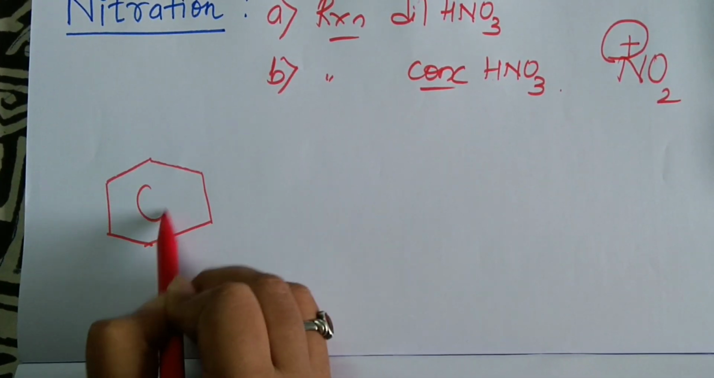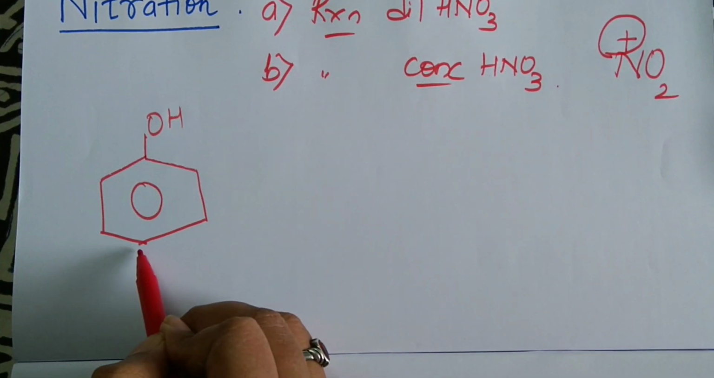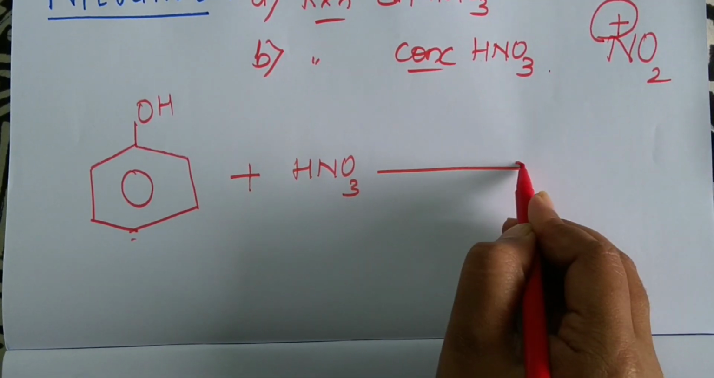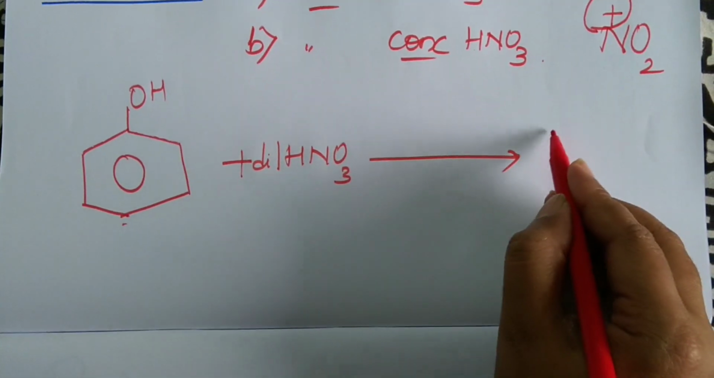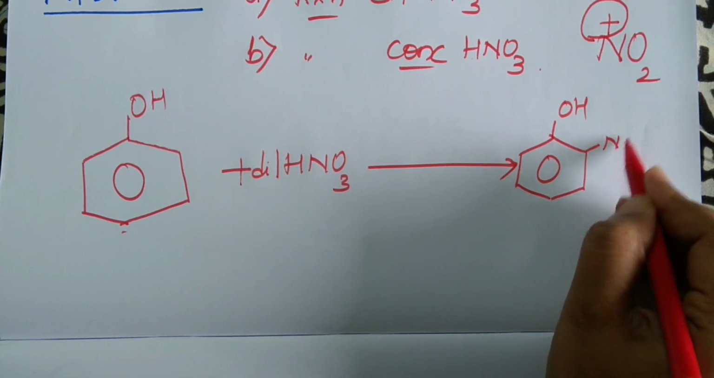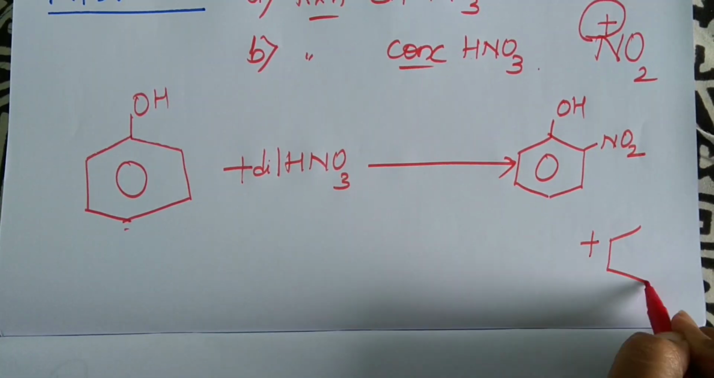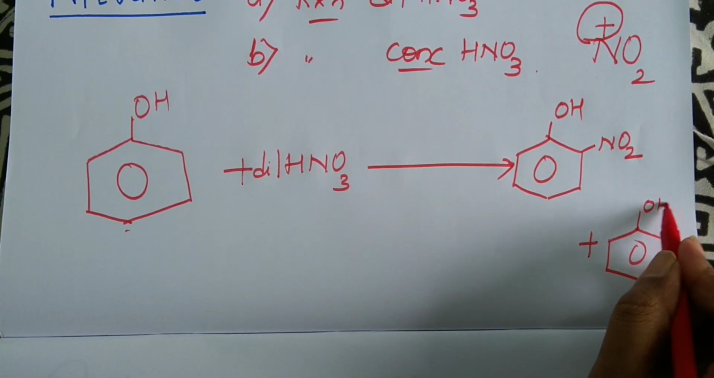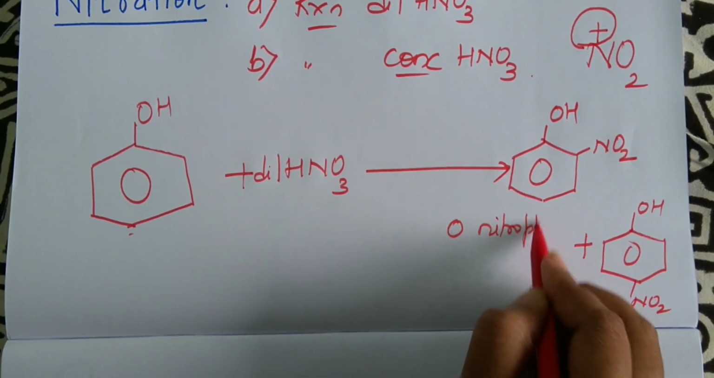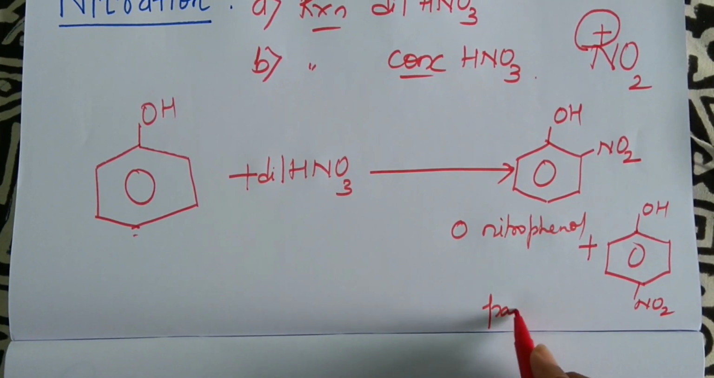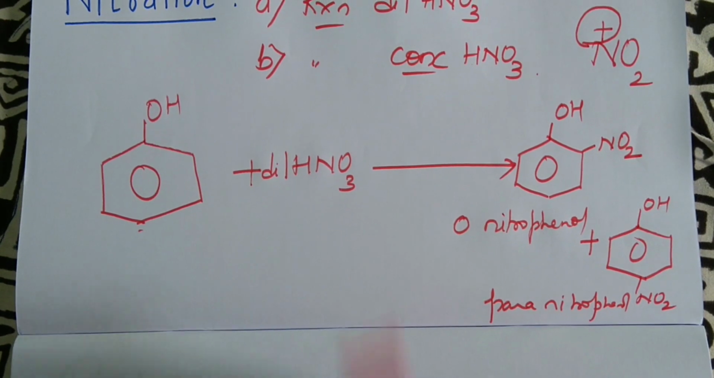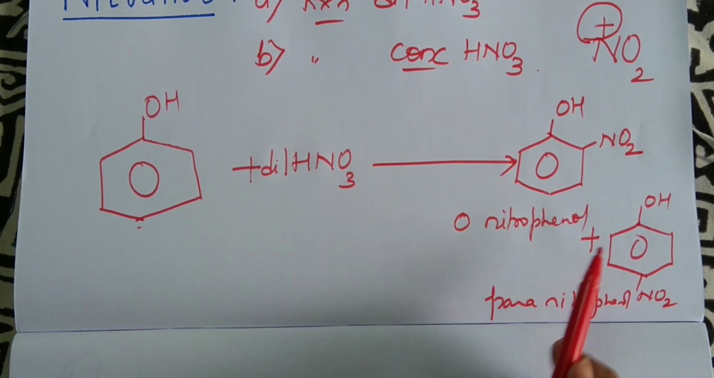So I have phenol here. At ortho and para positions we have negative charge. Nitric acid gives us nitronium ion. I am going to use dilute nitric acid. So the NO2 group may attack either the ortho position or the para position. So we get two types of molecules, that is orthonitrophenol and para-nitrophenol.